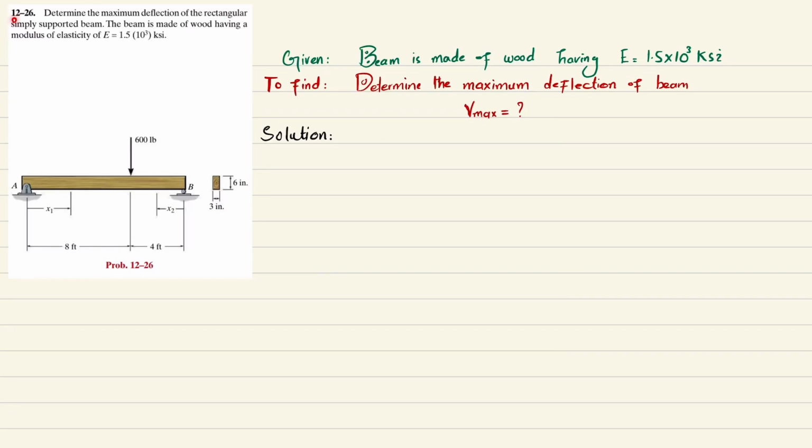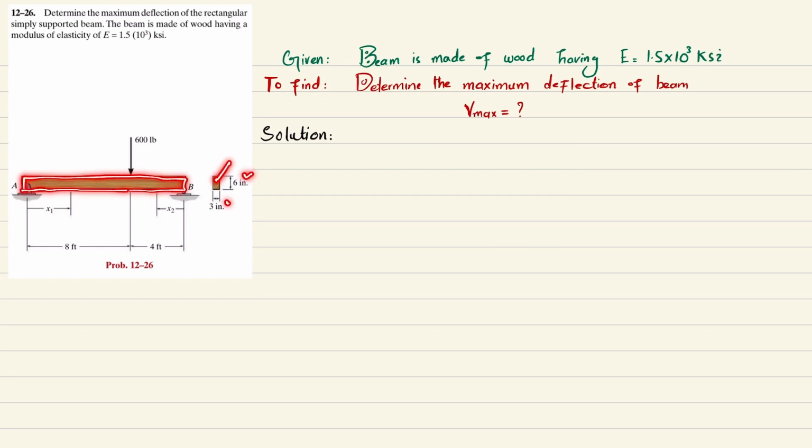Welcome back. Problem 12-26. The statement of the problem is: determine the maximum deflection of a rectangular simply supported beam. The beam is made up of wood having modulus of elasticity E is 1.5 x 10^3 KSI. So you can see this is a simply supported beam that is made up of wood. The cross section is shown.